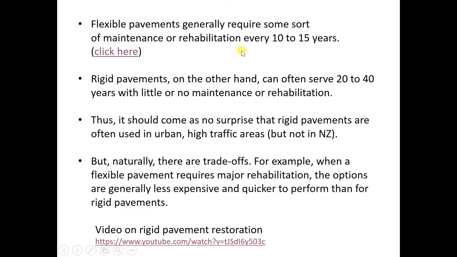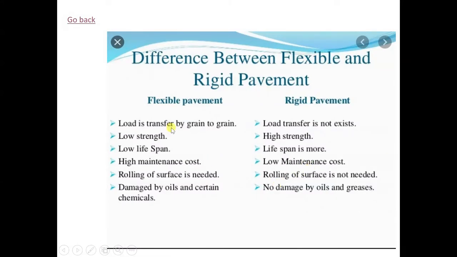The flexible pavement generally requires some sort of maintenance or rehabilitation every 10 to 15 years. It has a much shorter life. Comparatively, the flexible pavement has lower lifespan, lower strength, high maintenance costs, resurfacing is needed, and it is damaged by oil and certain chemicals. On the other hand, the rigid pavement has no load transfer issue, high strength, and a much longer lifespan. It can be like 40 years.